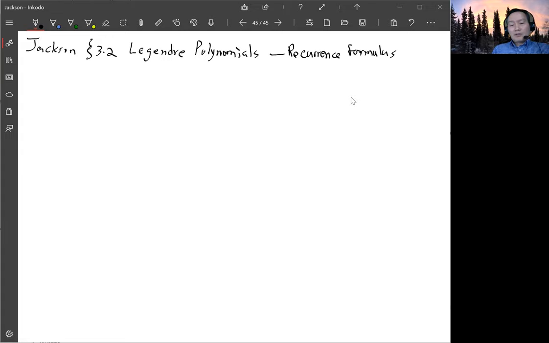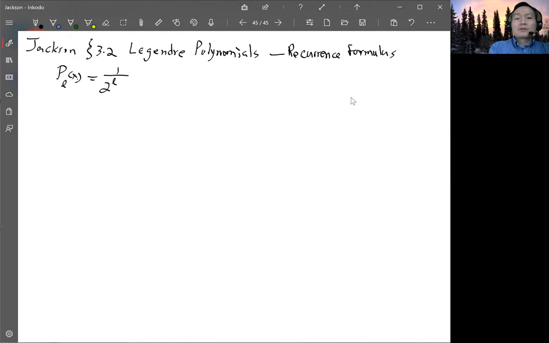So let's show how to do that here. We'll start the discussion using the Rodrigues formula. P_L as a function of x is equal to 1 over 2^L L factorial, d/dx to the L, so L derivatives of this factor (x squared minus 1) to the power L. And this is equation 3.16 of Jackson.